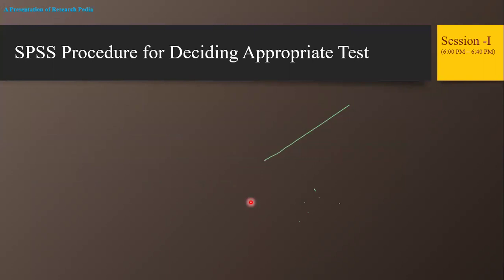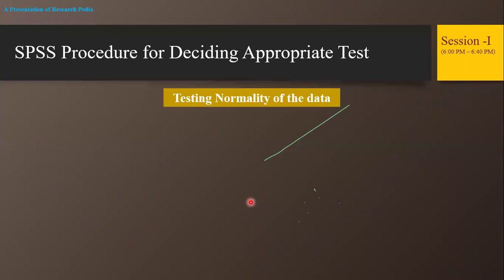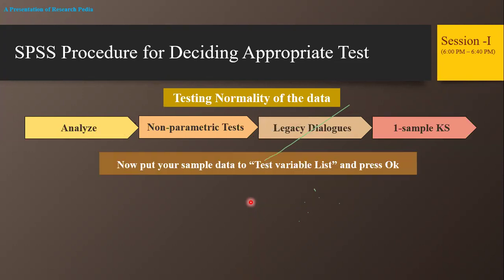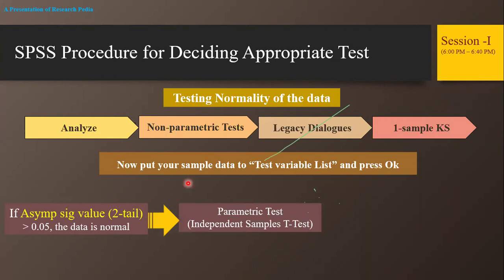So, the SPSS procedure for deciding the appropriate test. How would we decide about the SPSS procedure? First, we need to check the normality. We go to Analyze, then Non-parametric Tests, then Legacy Dialogs, which we have already done. Then we choose One-Sample KS. Then we put our sample data of the continuous variable in the test variable list, and we press OK. If the asymptotic significance value, two-tailed, is greater than 0.05, the data is normal, and we will consider the parametric test approach, which is the independent sample t-test.